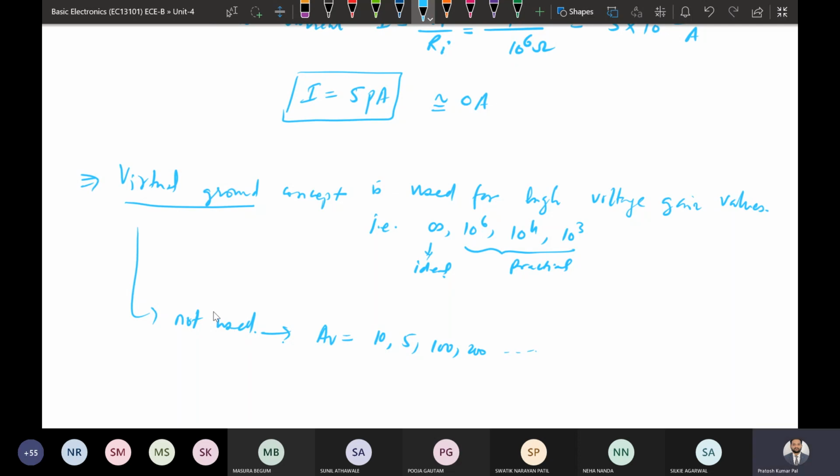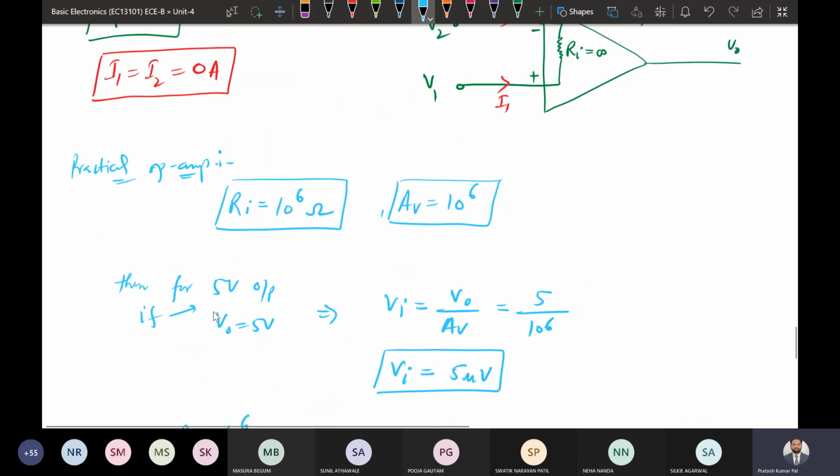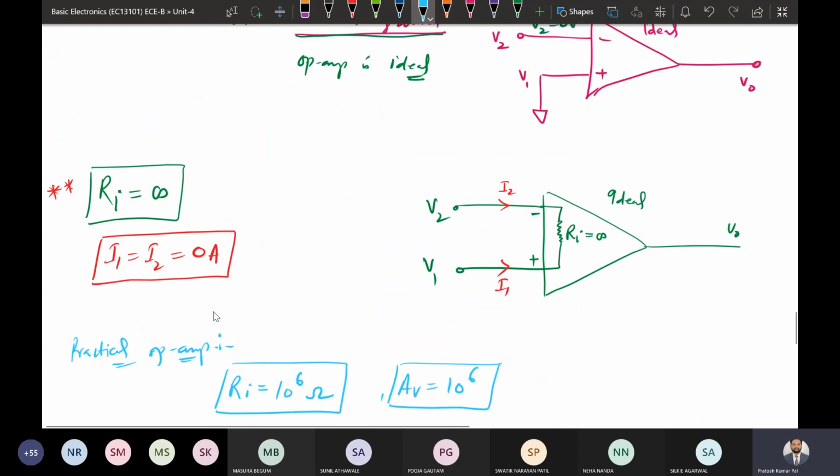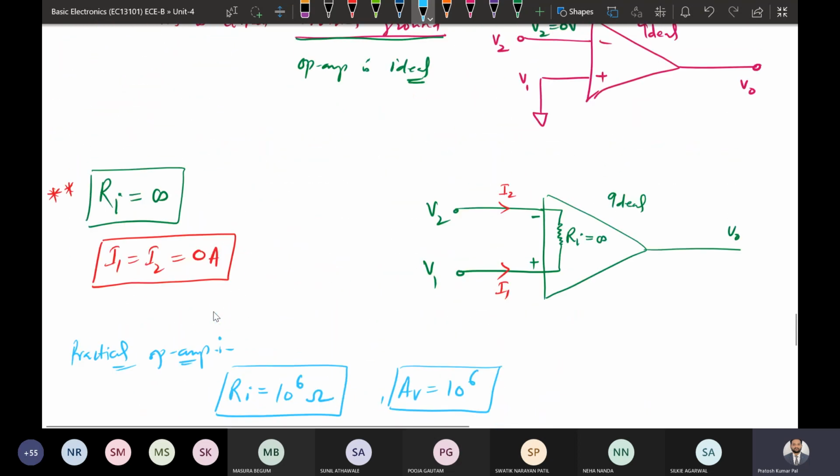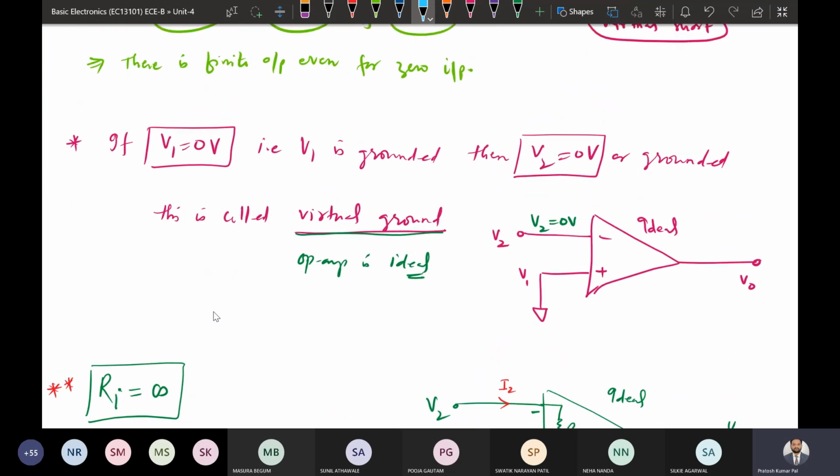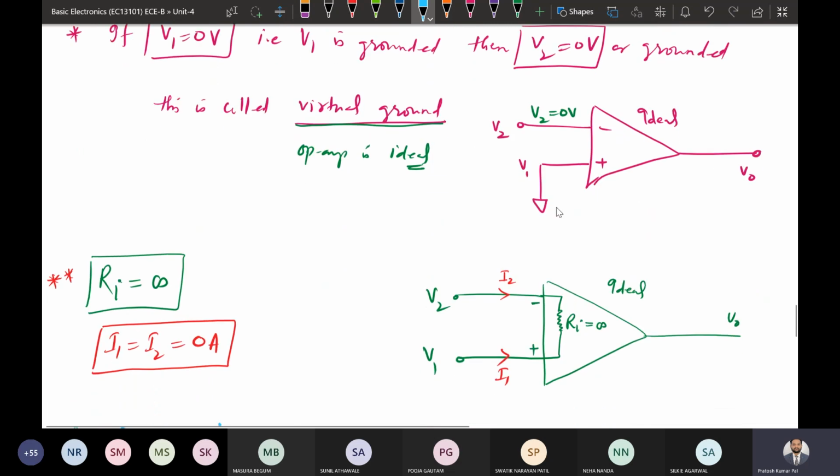So this was the analysis related to operational amplifiers. If the operational amplifier is ideal, we need the concept of virtual short. That means whatever the input voltage V1 is, the input voltage V2 will be the same. Virtually it will be shorted. If one of the terminals is grounded, the other will also be grounded based on the virtual ground concept if the ideal operational amplifier is there.